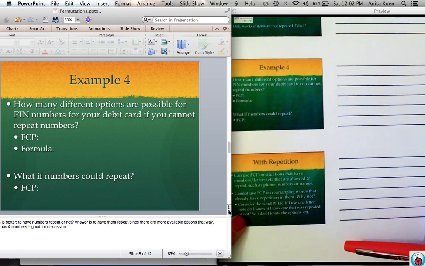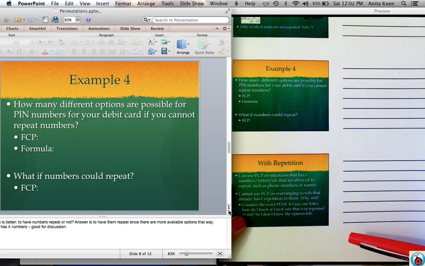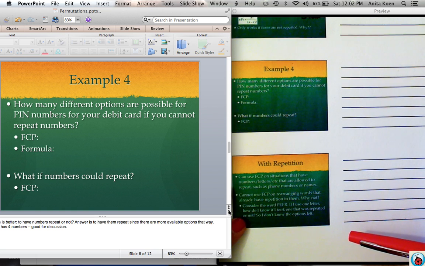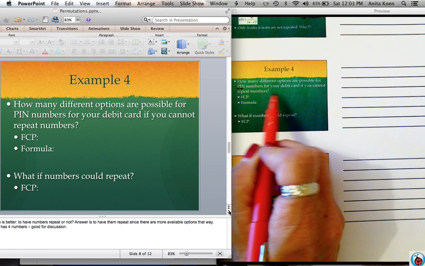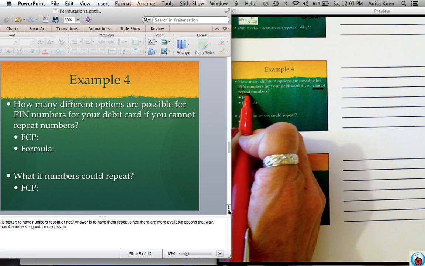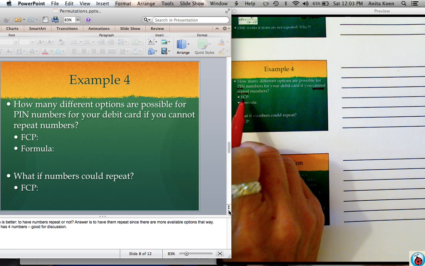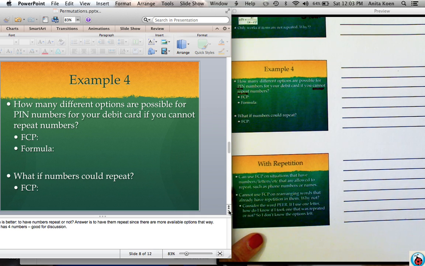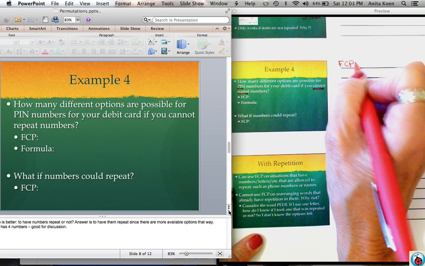So let's look at an example of how we're going to use this formula. How many different options are possible for PIN numbers, like for your debit card, if you cannot repeat numbers? When it says that I cannot repeat, then I know that I can use the fundamental counting principle or my formula. So let's do the fundamental counting principle first.